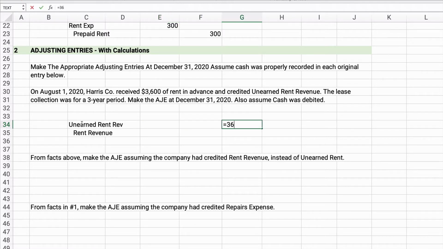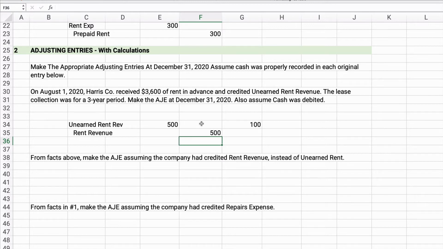So let's just do some math. $3,600 divided by 36 months is $100 per month. So this is for August, September, October, November, December. That's 5 months. We're going to take 100 times the 5 months. So over the 5 months, we have earned, we are leasing to somebody. We own an asset that we've rented to somebody else. They paid us $3,600 to rent that asset for 3 years.